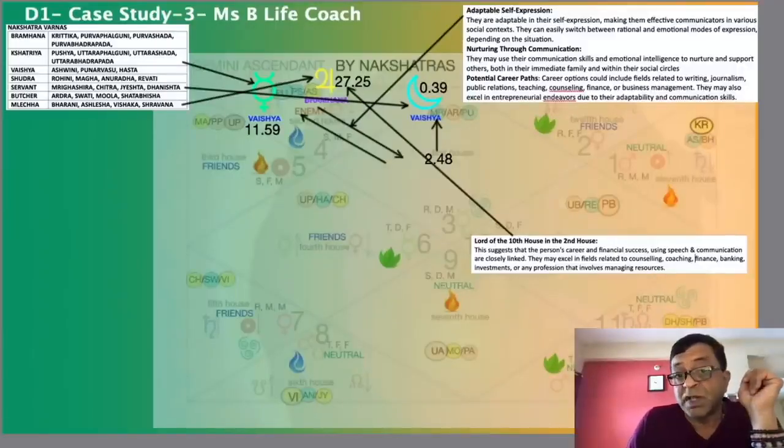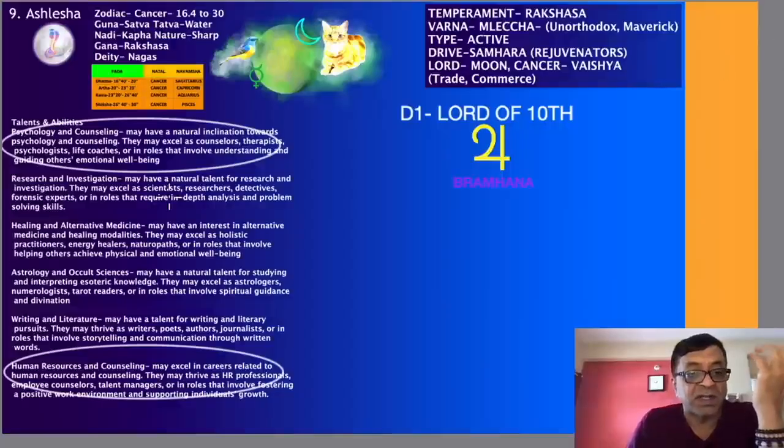So let us see what the Lord of Ascendant is. Lord of Ascendant is Jupiter. Jupiter itself is wisdom, and it is sitting also in the second house, conjunct Mercury, but Jupiter is at 27.25 degrees in Ashlesha Nakshatra. So let's see what Ashlesha Nakshatra brings to this person. What is Ashlesha Nakshatra? Psychology and counseling.